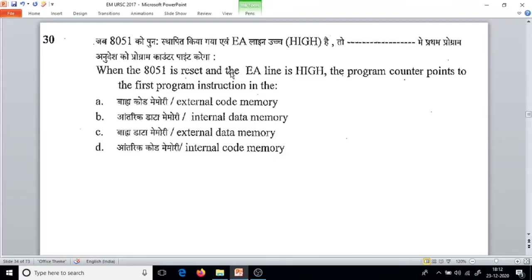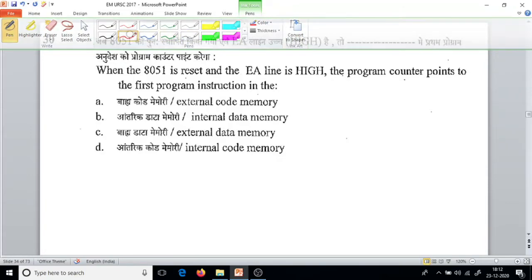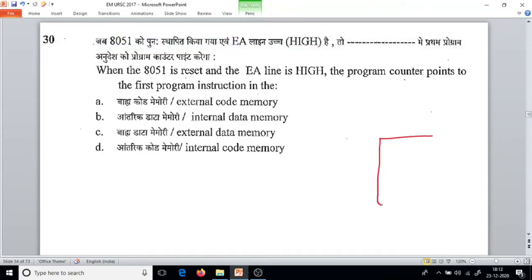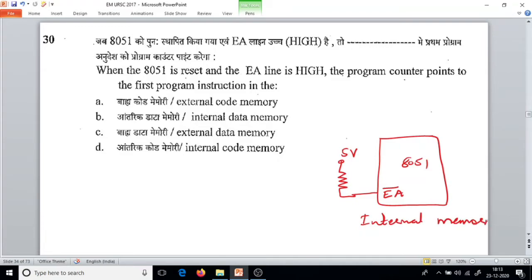Question number 30. When the 8051 is reset and EA line is high, the program counter points to. So normally, we have an 8051 microcontroller. Nowadays most of the programs come with 64 KB memory, a good amount of memory. There's a pin called EA bar pin. Normally we will connect it to 5 volt. If it is connected like this, we will not use any external memory. Only internal, built-in memory is used.